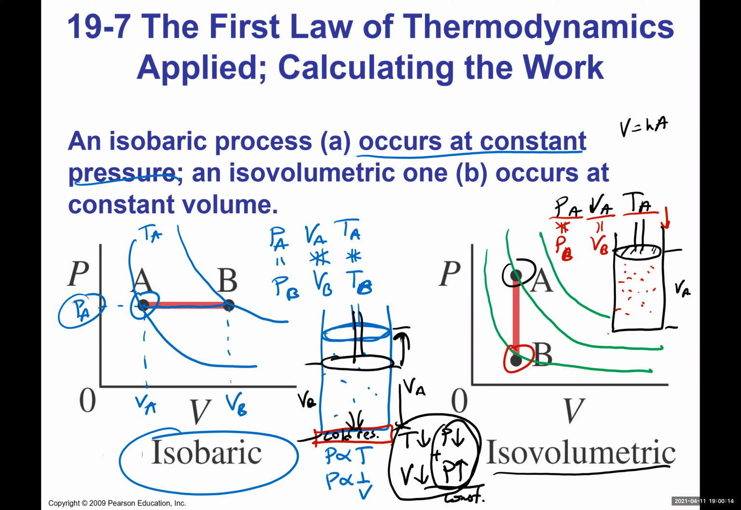That means if I go from A to B in this direction, I'm decreasing my pressure. It can only happen if I put here some kind of cold reservoir, which then removes heat. If I remove heat, temperature goes down. If temperature goes down, pressure goes down without changing volume.